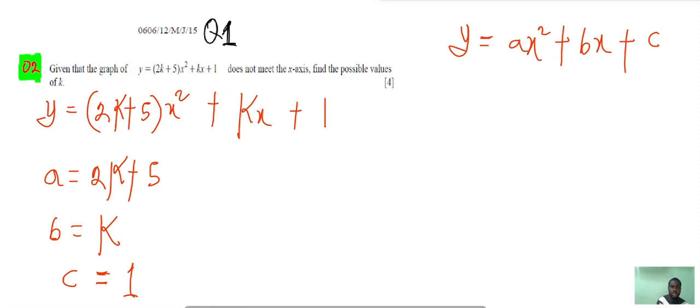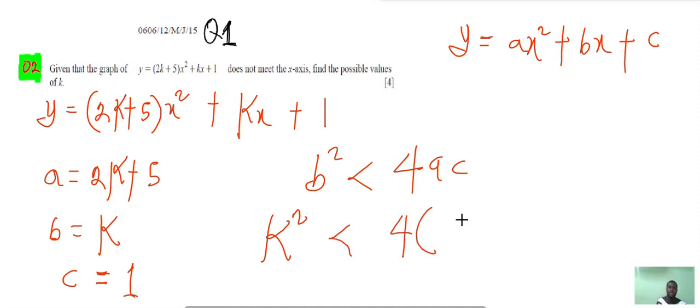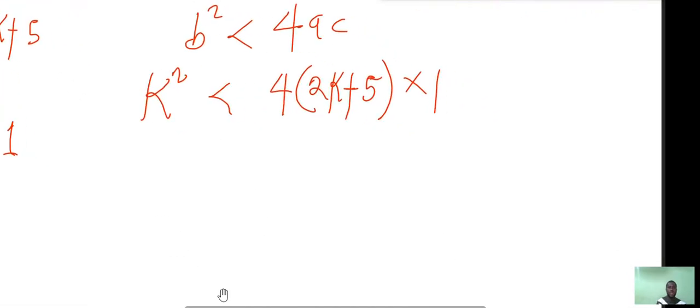Okay, so we need to look for the keyword. The keyword is does not meet the x-axis. That obviously looks like a complex root or an imaginary root. So we're going to use b squared less than 4ac to figure that out. So b is k, so we have k squared less than 4 times a, 2k plus 5, times c, 1.